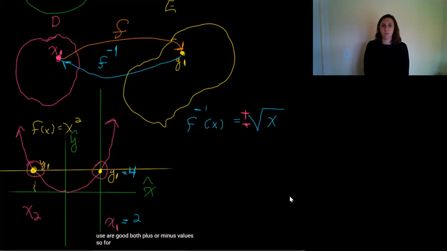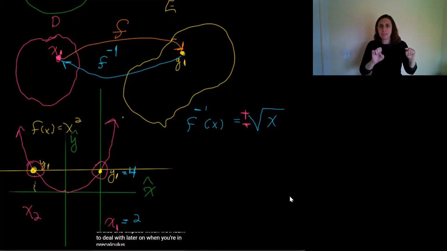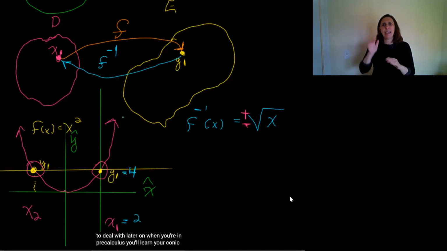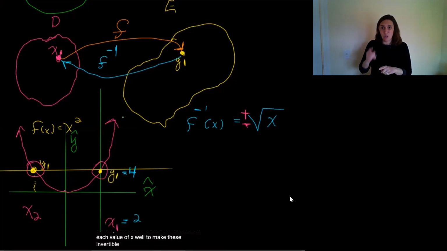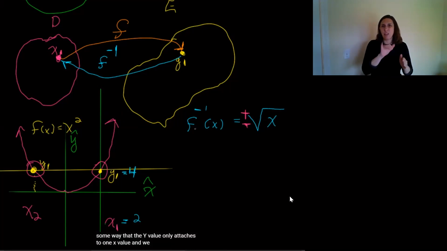So for this inverse mapping to work, we have to get rid of some more things. Remember when we defined functions, we said they have to pass the vertical line test. And so we threw out things like circles and ellipses, which we'll learn to deal with later on, when you're in pre-calc, you'll learn your conic sections and how to deal with things where you have more than one answer for each value of x. Well, to make these invertible functions, we need to make some way that the y value only attaches to one x value. And we do that by restricting the domain.